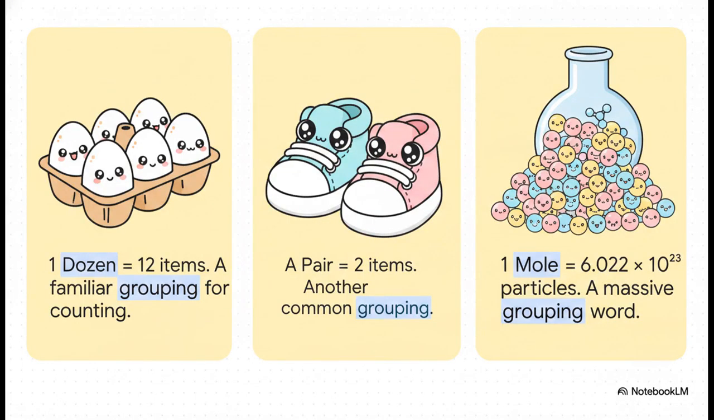Let's forget the complex math for a second. Think about this. When you go to the store and ask for a dozen eggs, you know you're getting 12. If you buy a pair of shoes, you know you're getting 2. Well, a mole is exactly the same thing. It's just a grouping word. It just happens to be a grouping word for a very, very large number. If you have half a mole, it works exactly the same way as having half a dozen.